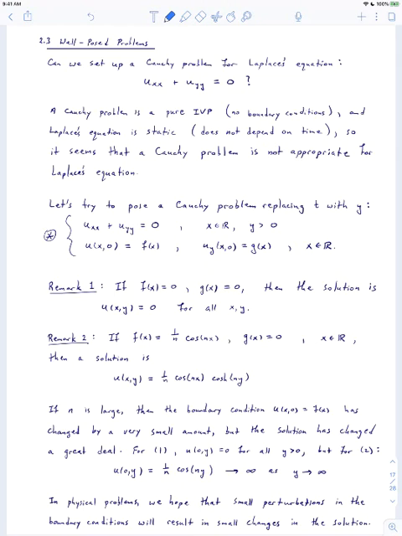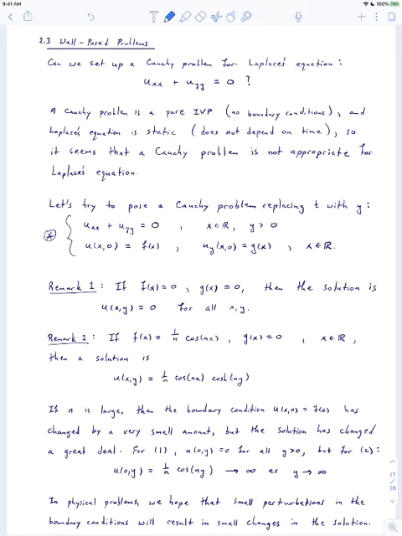In this video, we'll look at the notes for 2.3, the section called Well-Posed Problems. It starts by asking a question. We've set up and solved Cauchy problems for the heat equation and the wave equation, but can we set up a Cauchy problem for Laplace's equation? That is, the second partial with respect to x plus the second partial with respect to y equals 0. Is it possible to set up a Cauchy problem for this equation?